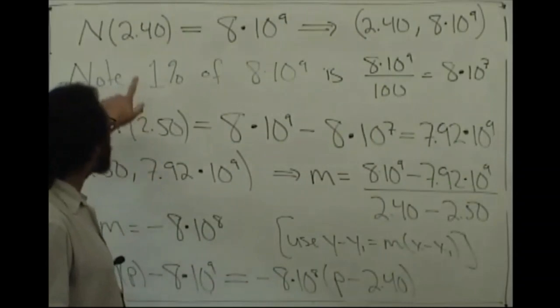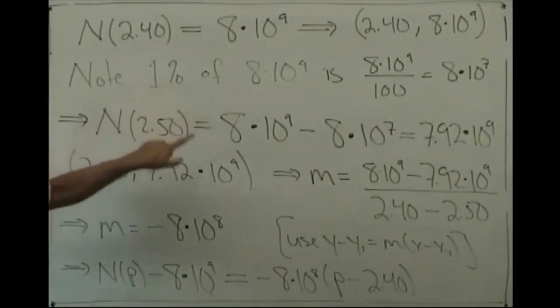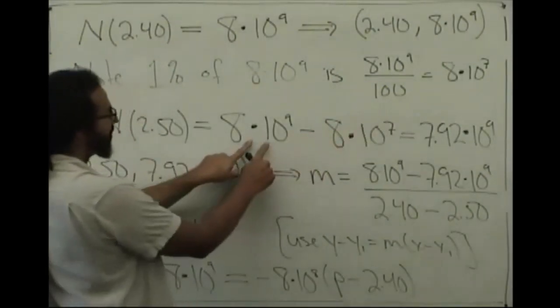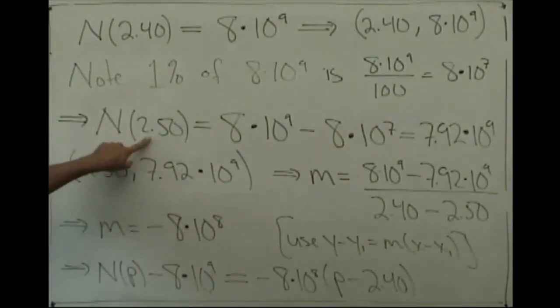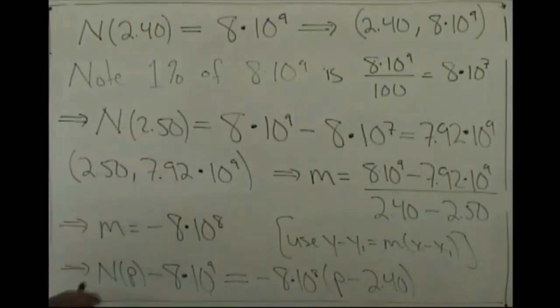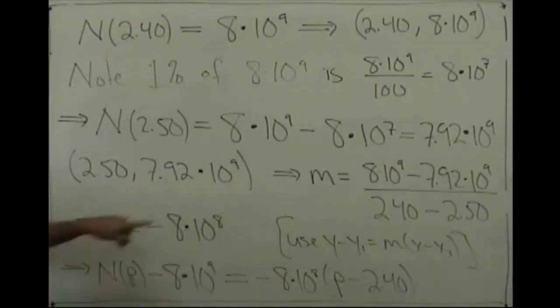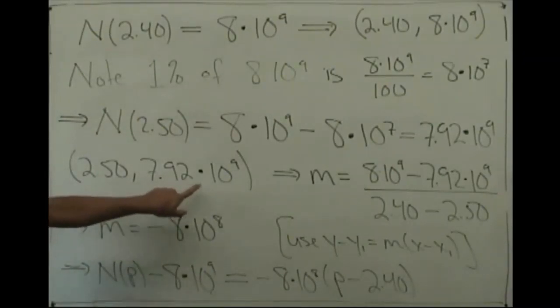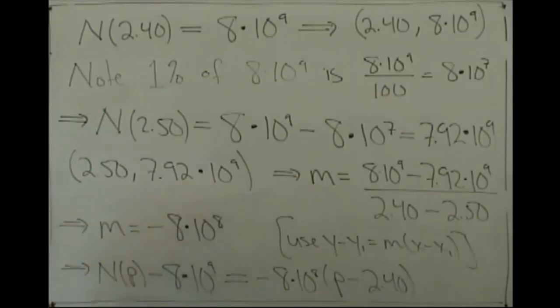So I know that if I reduce the original crop by 1%, then I get to charge $2.50. In other words, when the price is $2.50, I get to sell this much of the crop: 7.92 times 10 to the 9th bushels of whatever crop. In this case, it's corn.